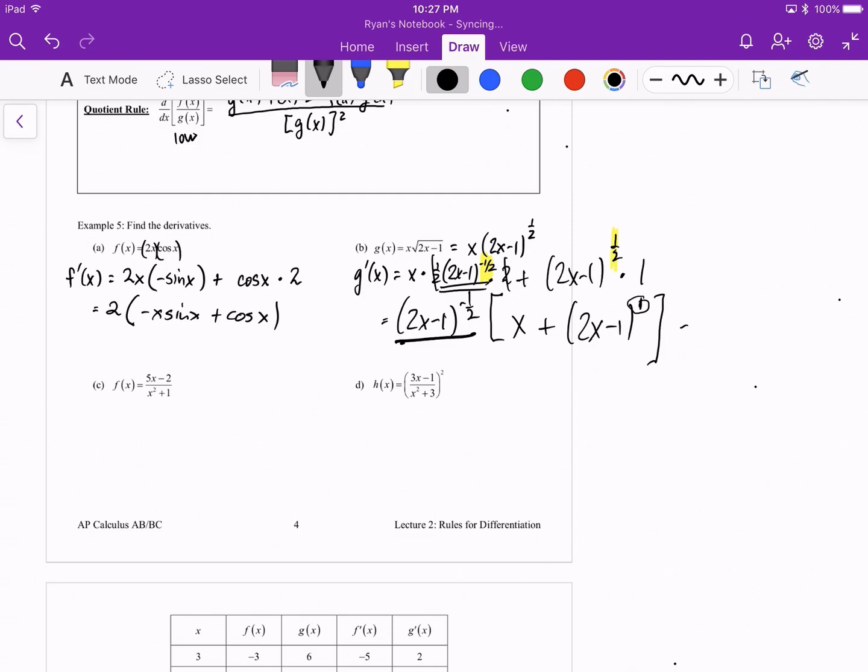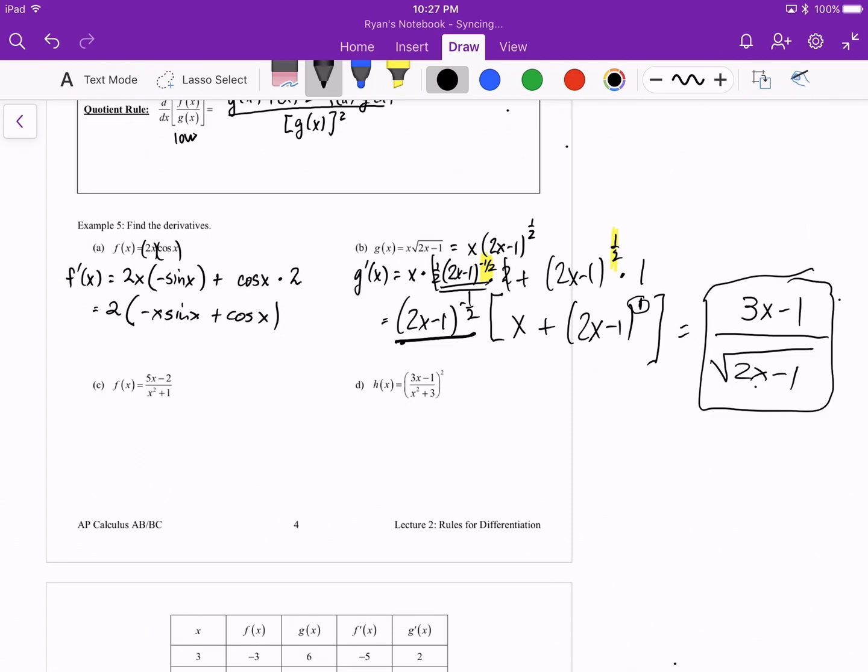Okay, so as the final answer, what we're going to end up having is in the denominator, we're going to have the square root of 2x minus 1. Since that was a negative 1/2 power, it goes to the denominator. And the 1/2 power means that it's a square root. And then in the numerator, we're going to collect our like terms. And so we're going to have 3x minus 1 in the numerator. And there's our final answer.